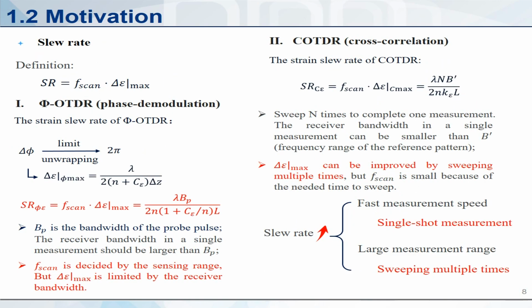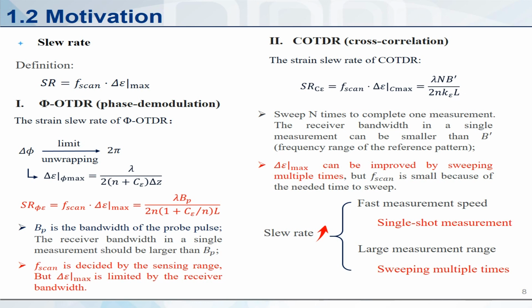The third important parameter is slew rate. The definition is that strain slew rate equals the scan rate times the measurable strain change. In conventional phase demodulation OTDR, the maximum phase change is limited to 2 pi with an unwrapping algorithm. The bandwidth of the probe pulse, which is bounded by the detector bandwidth, decides the spatial resolution, and the sensing range decides the scan rate. As a result, the strain slew rate of phase OTDR can be expressed as this equation. It should be noted that noise is extremely harmful to the unwrapping process, resulting in severe distortion of the unwrapped signal.